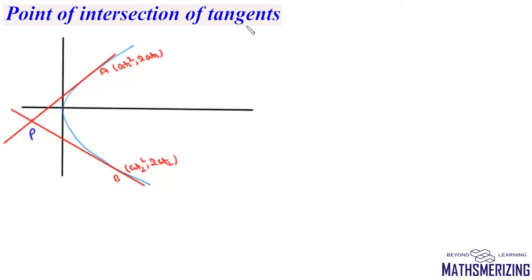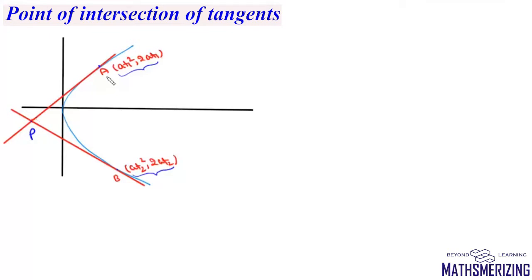Point of intersection of tangents drawn at 2 points on a parabola. So suppose we have 2 points A and B. Now for A, the parametric coordinate is (at1², 2at1), and for B, the parametric coordinate is (at2², 2at2), and we need to find this result, which is the point of intersection of tangents drawn at A and B.